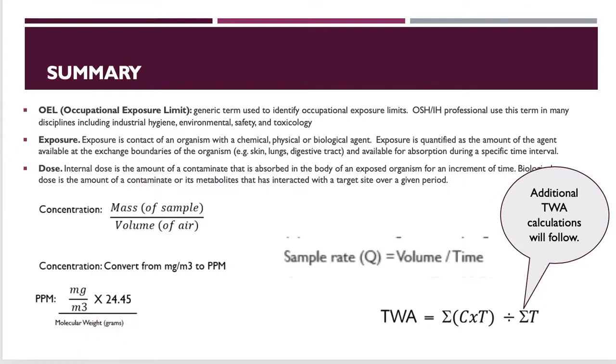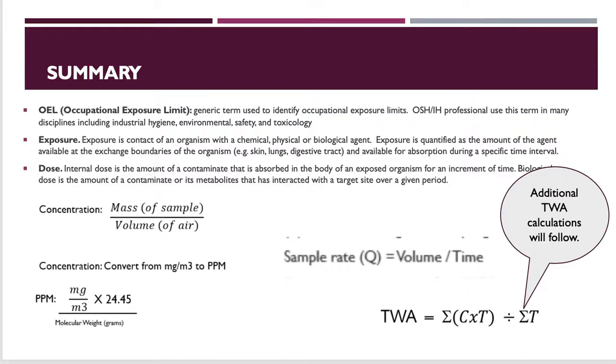And so in summary, our occupational exposure limits, they're generic terms. We're really evaluating our exposure, which is what is in contact with the organism on the outside, against an OSHA permissible exposure limit or an ACGIH threshold limit value. We typically do this by calculating a concentration or a time-weighted average. Sometimes we have to convert back and forth from parts per million to milligrams per cubic meter.